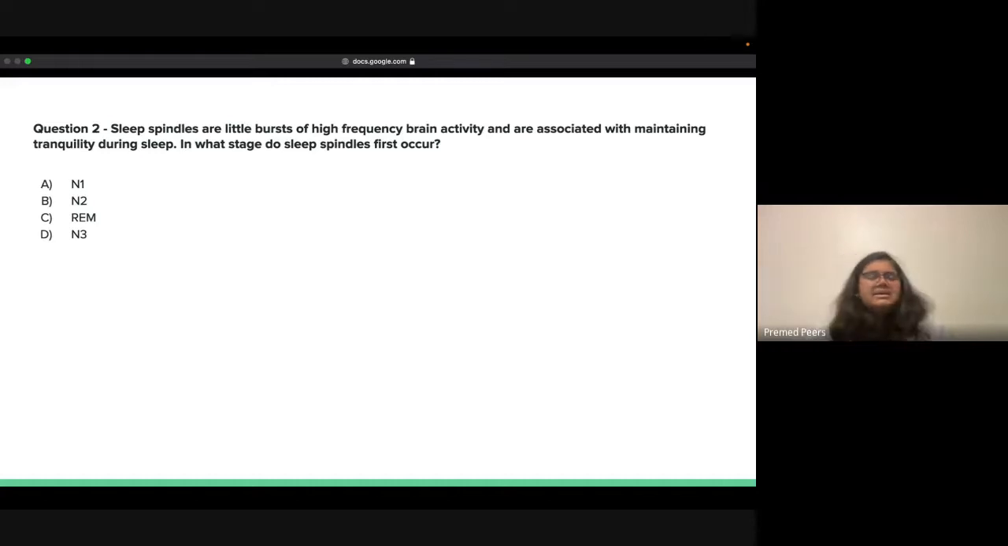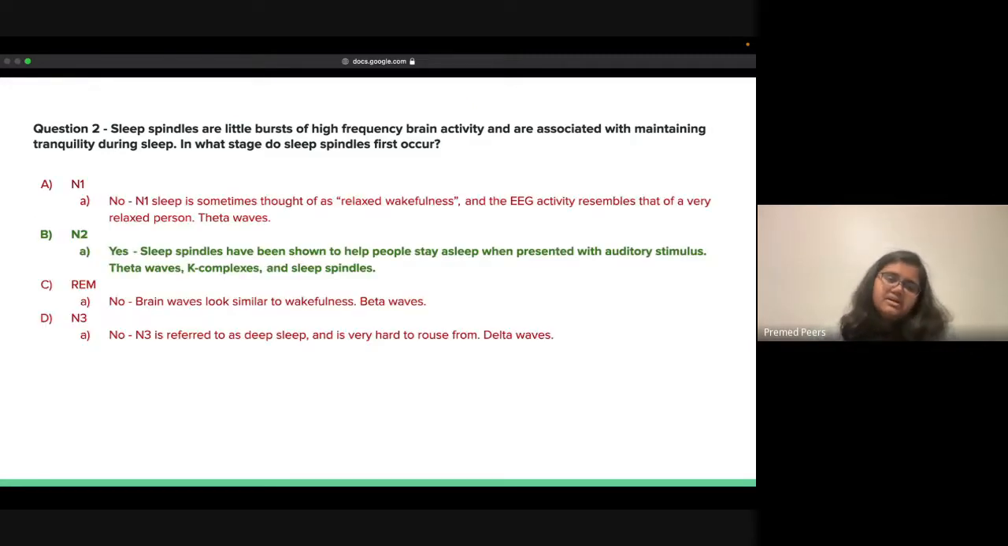stages of sleep. Again, it also requires you to think about what the different brain waves are in the different stages of sleep. So N1 is not correct because N1 sleep is sometimes thought of as relaxed wakefulness, and the EEG activity resembles that of a very relaxed person. So that has theta waves. N2, this is the correct answer because sleep spindles have been shown to help people stay asleep when presented with auditory stimulus. And in this stage, you see theta waves, K complexes, and sleep spindles.